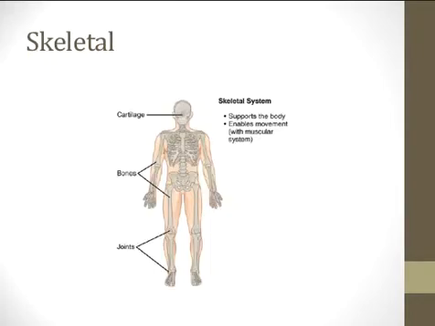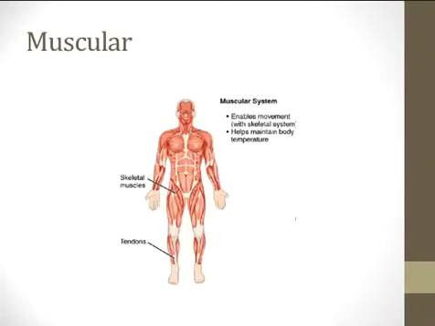Next is the skeletal system. This system contains the bones, joints, and cartilage. It functions to support the body and allow movement. Next is the muscular system. This includes the skeletal muscles and tendons. These, with the skeletal system, enable your body to move and help you maintain your body temperature.